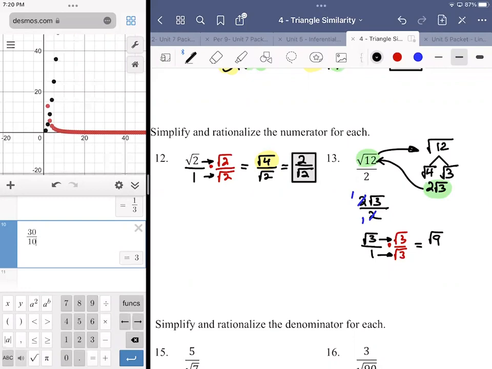On the bottom, 1 times rad 3 is just rad 3. Square root of 9 is 3. So 3 over rad 3. Now I have an equivalent fraction that's equal in value to what we started with.